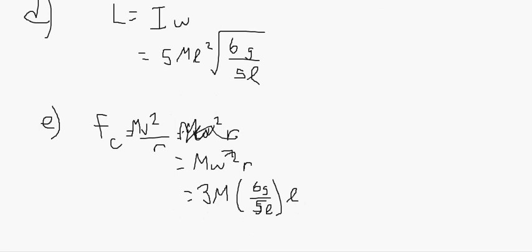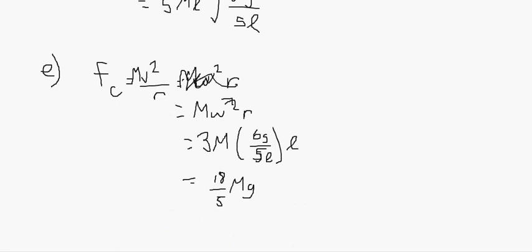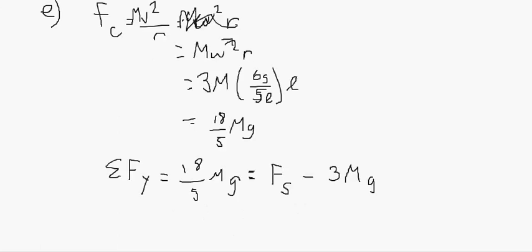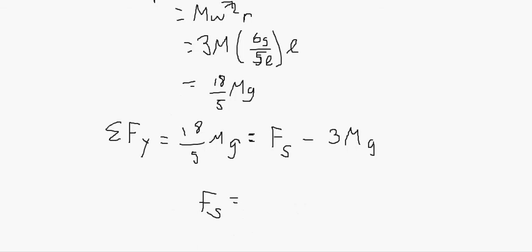Now, that force must be directed inwards. So now we can just use summation of forces, and we can figure out what the force is that the sphere must exert on the bug. So that 18/5 mg equals the force of the sphere, which should be going upwards, minus 3mg, because that's the gravity pulling it downwards. So we find that the force of the sphere must equal 33/5 mg. And of course, it must be directed upwards so as to provide the centripetal force required to keep it moving in a circle.